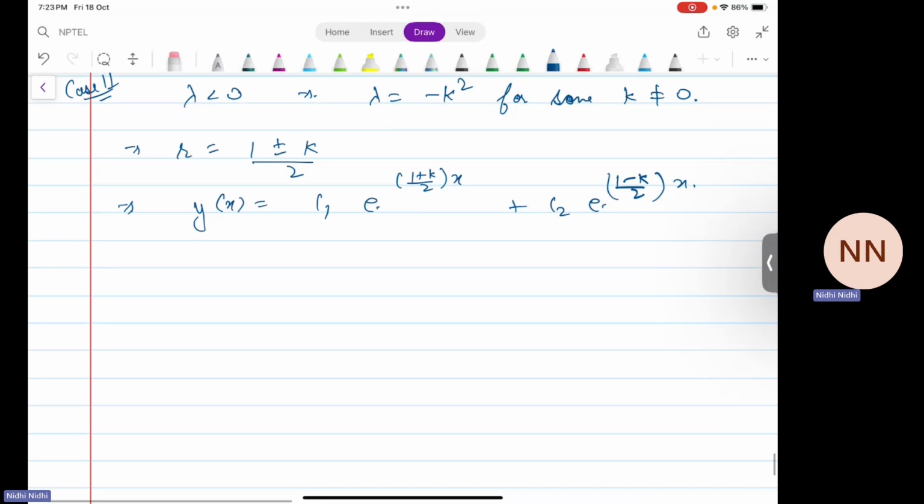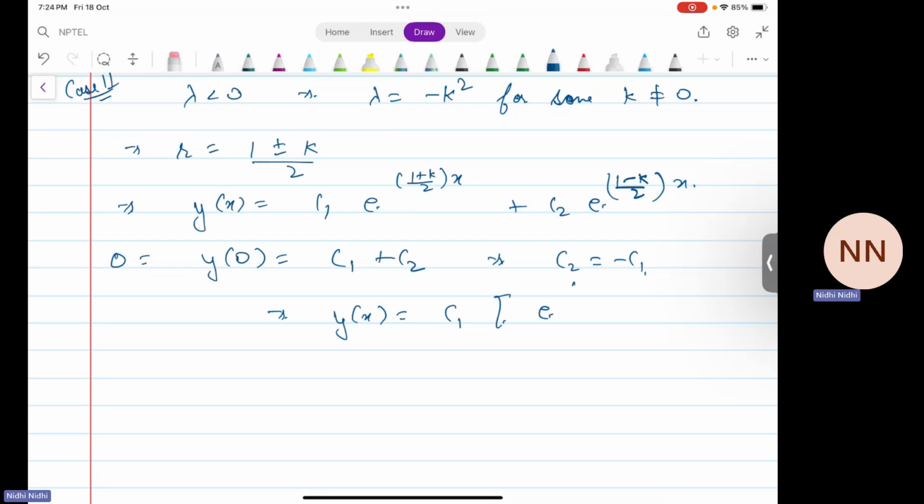Now let's look at the boundary conditions. 0 is equal to y(0). Now y(0) is just c1 plus c2. So this gives us c2 equals minus c1. This implies y(x), taking out c1 common, is equal to c1 times (e to the power (1 plus k)/2 x minus e to the power (1 minus k)/2 x).